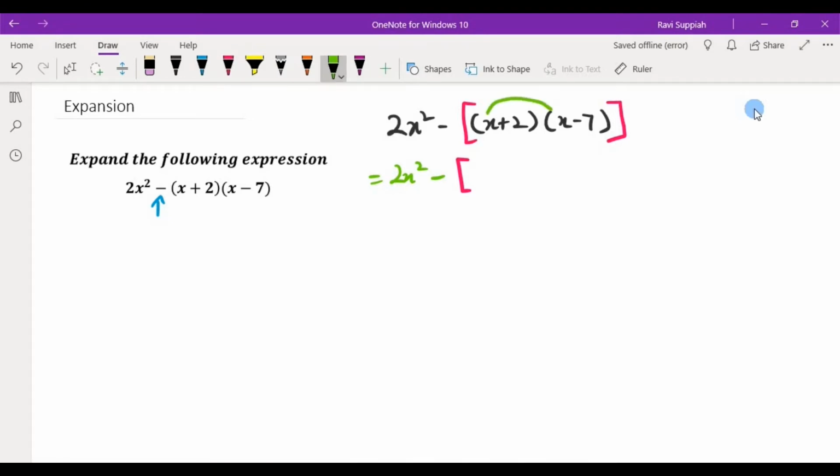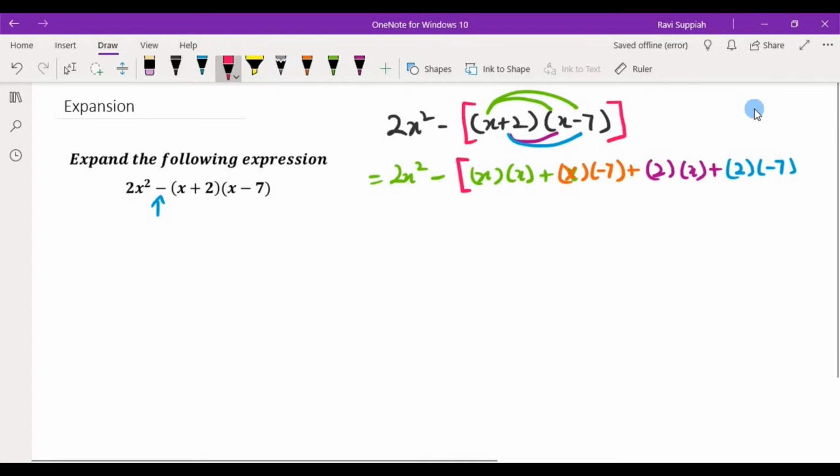So x multiplied by x, x multiplied by negative 7, plus 2 multiplied by x, add with 2 multiplied by negative 7. Okay, so the next step, we will have 2x squared minus, okay, so the big bracket is still there. So let's do all the multiplication now.